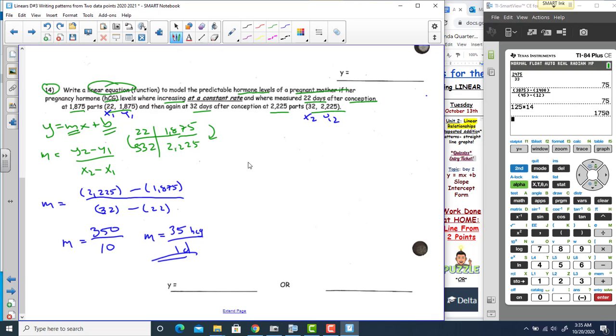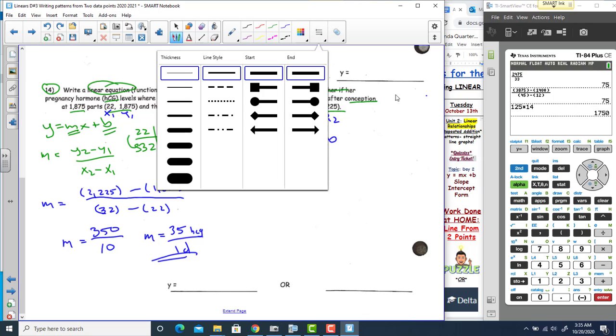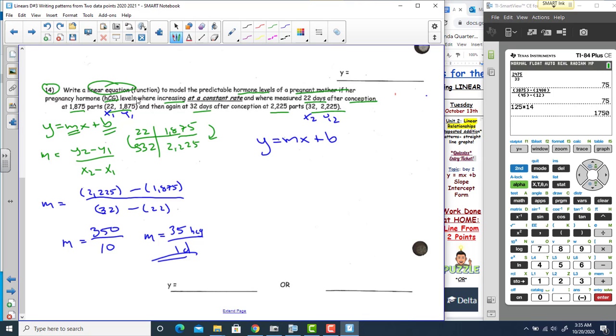So now that we've got m, we've got to go ahead and get b, which requires us to rewrite y equals mx plus c, and to substitute in for y, m, and x. It doesn't matter which of the two data points you use. I usually use the first one because the numbers are smaller. And the total for that first one is 1,875, which must have been a result of going up 35 per day for a total of 22 days plus the beginning amount.